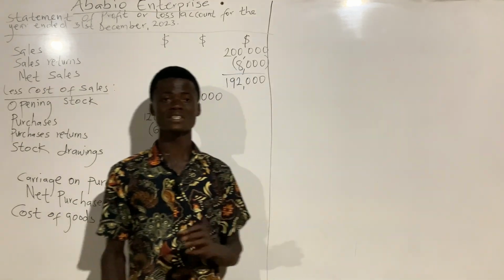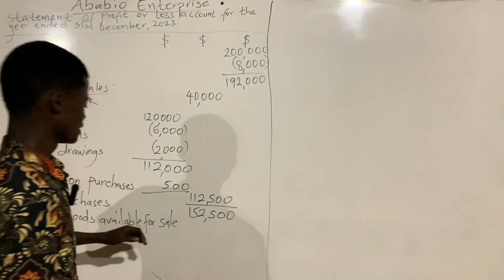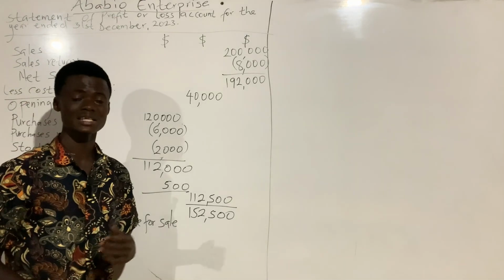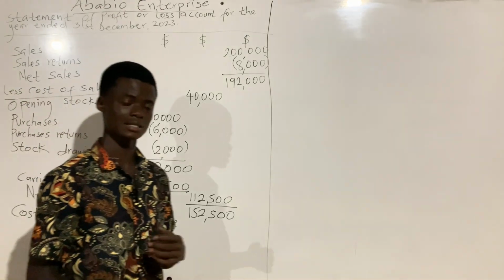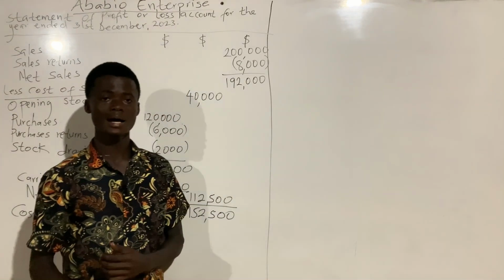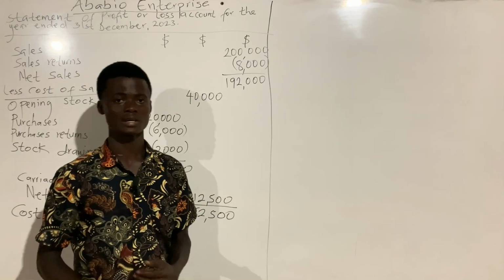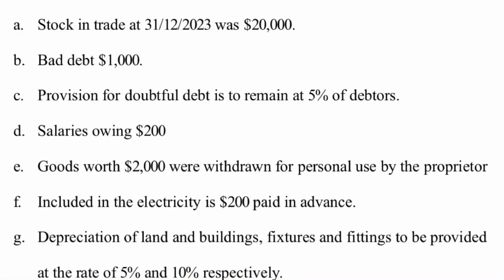So when gross profit is on the trial balance, it means that the first treatment of the closing stock has already been done. So it's only left with the second treatment, and that treatment is that the closing stock will be treated as a current asset in the statement of financial position. So per the additional information A, our closing stock is $20,000.